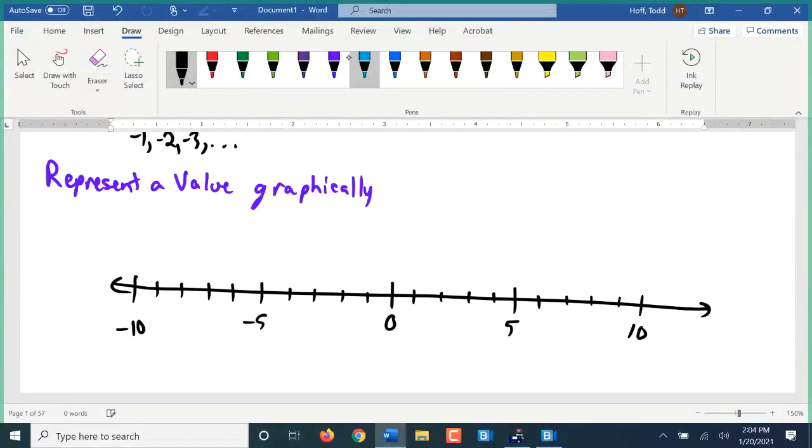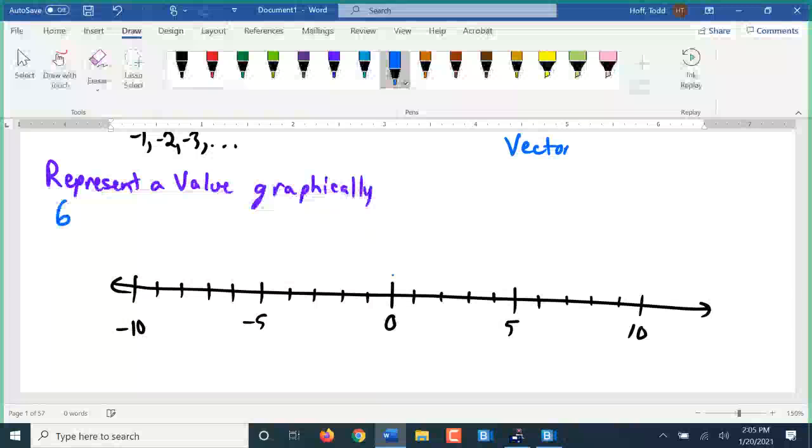Now, if I want to represent a value like 6 on a number line, I can just put a dot at 6 if I wanted to. And if I'm just representing a bunch of different values, putting dots on the number line is probably the simplest way to do it. But if I want to calculate with these, there's a better representation, a more mechanical representation. It is called a vector. A vector is just an arrow that starts at 0 and goes to that number. So the vector for 6 looks like that.